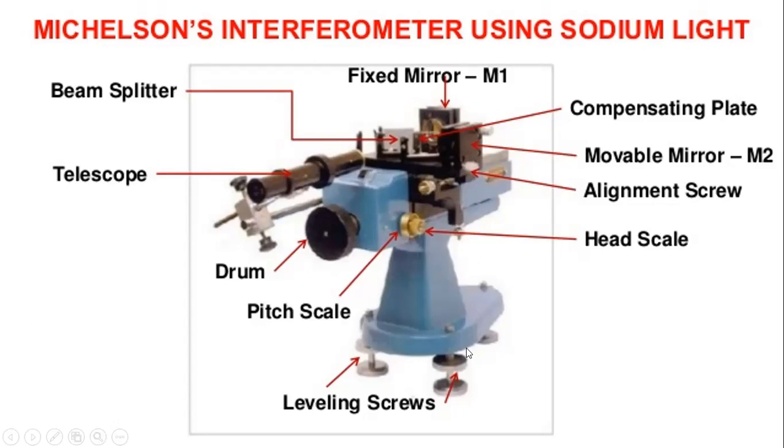These are the leveling screws for the base, and this is the head scale measurement, and this is the alignment screw, and these are the mobile mirror, and this one is the compensating plate. These are the fixed mirror here. So these are the different rays to be used in the Michelson interferometer.